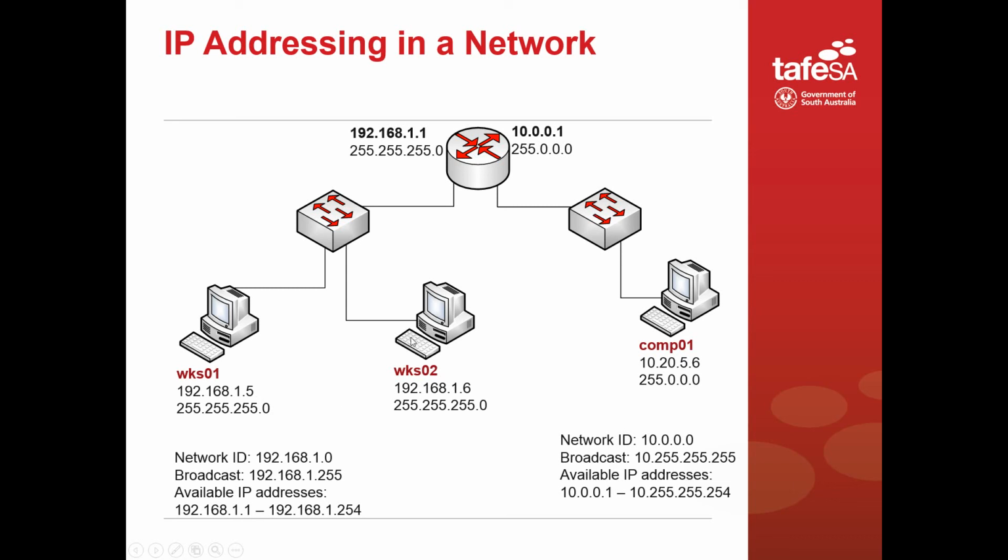So for workstation 1 and workstation 2, this IP address up here for the router, 192.168.1.1, will be its gateway. And for comp1, its gateway will be 10.0.0.1. So if we just fill in those gateway IP addresses onto a computer, now they will all be able to talk to each other.